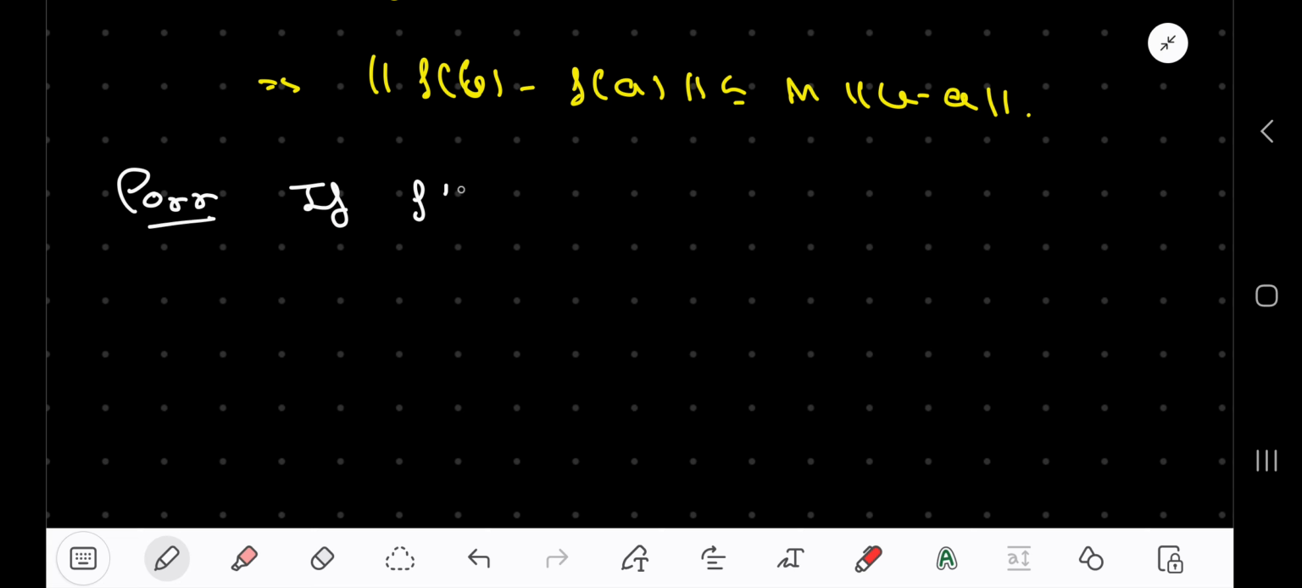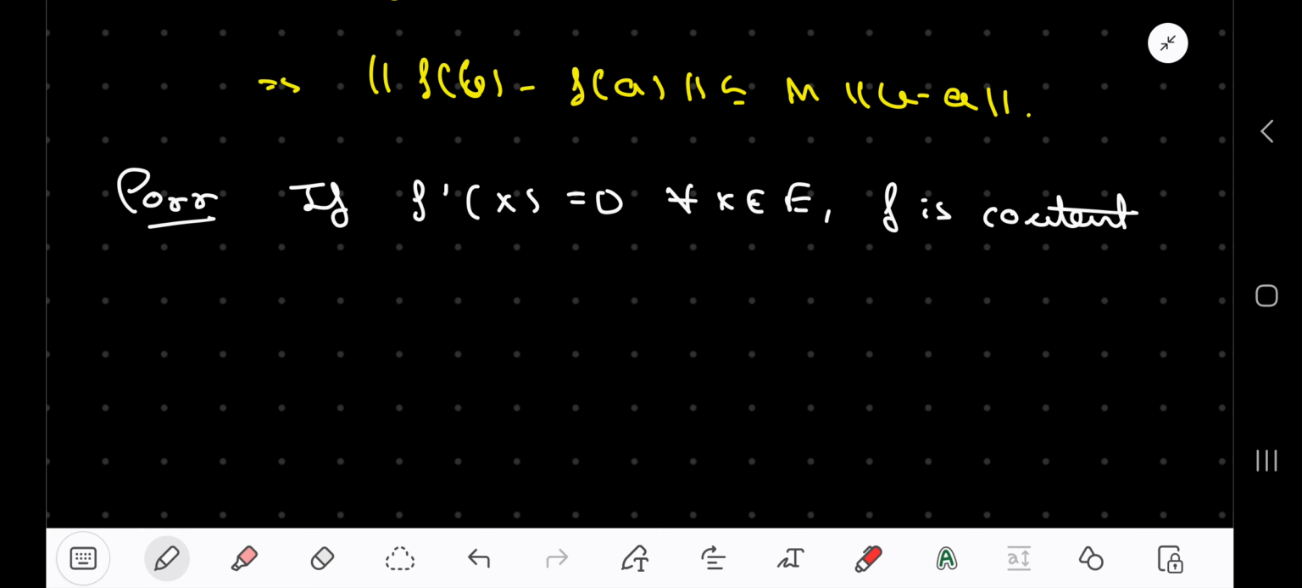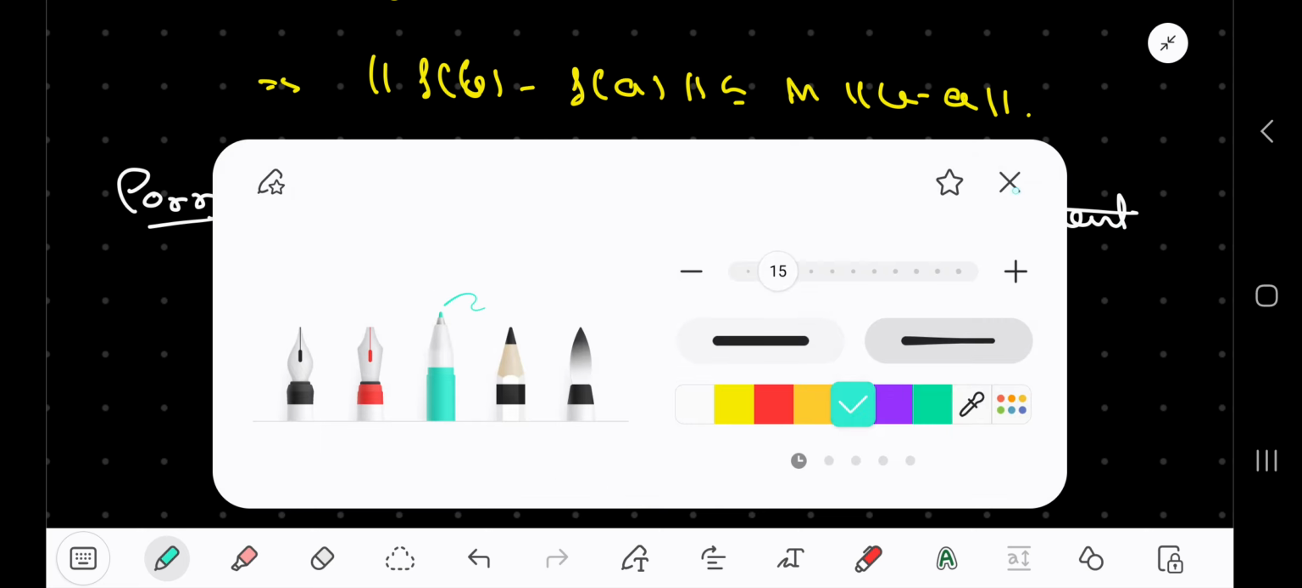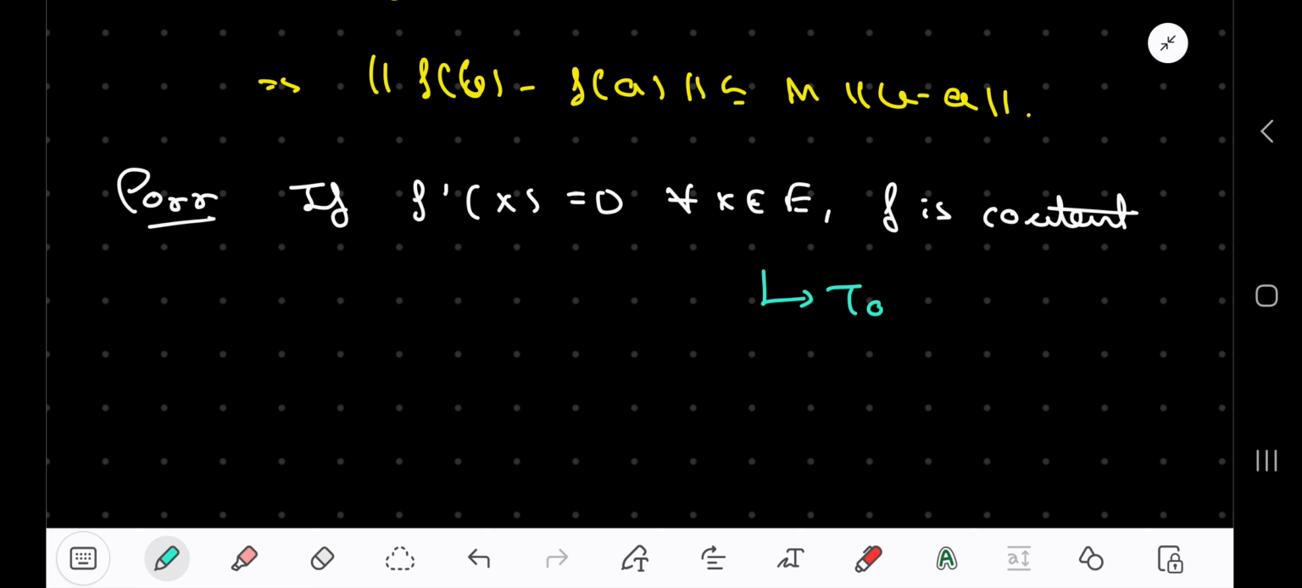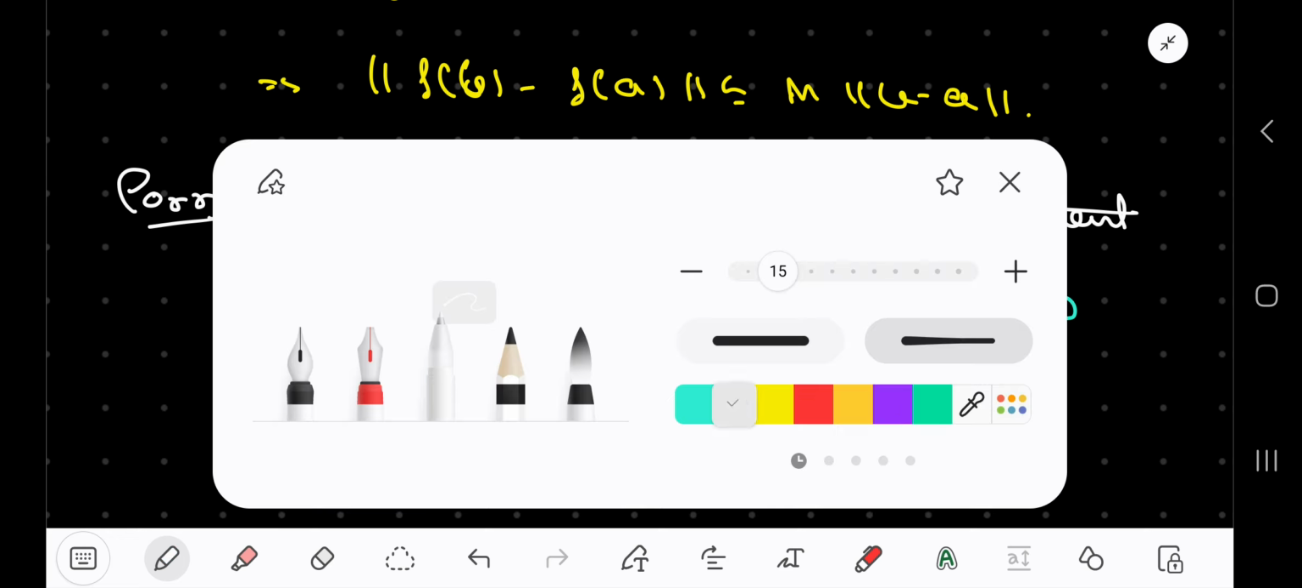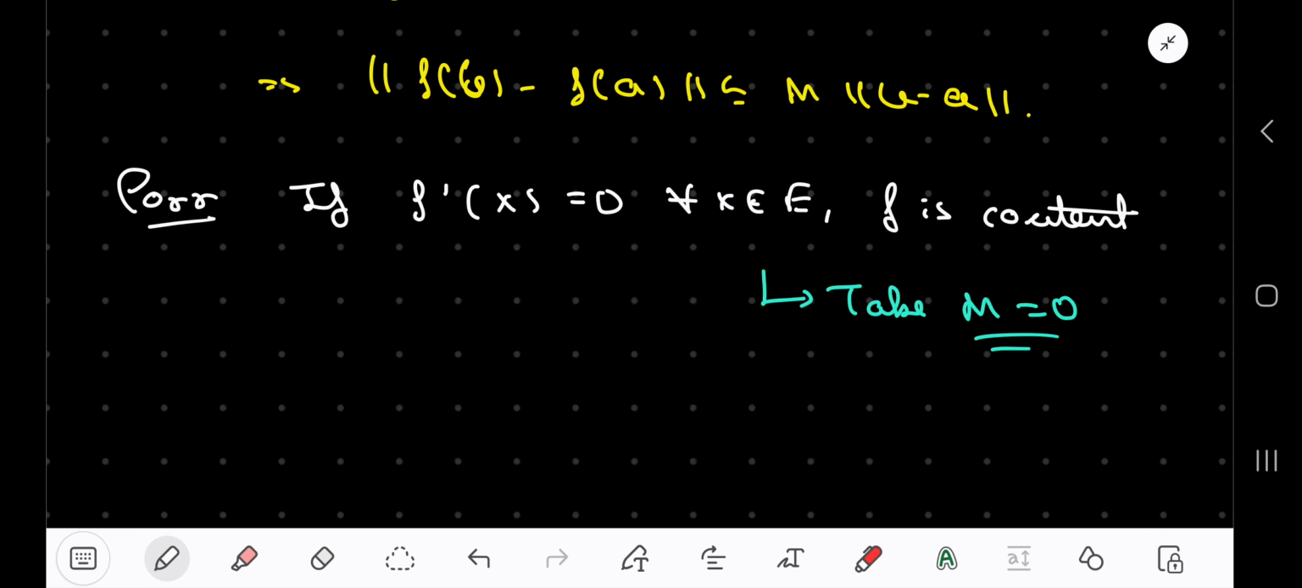If f prime x is 0 for all x in E, f is constant. Why is it so? Just take the previous proof and take m to be 0. Once you take m to be 0, you will get f of b equal to f of a for all b not equal to a, and you are good to go. Fine.